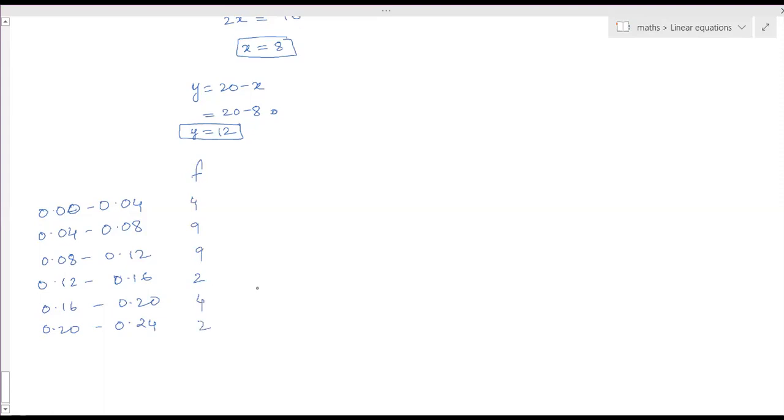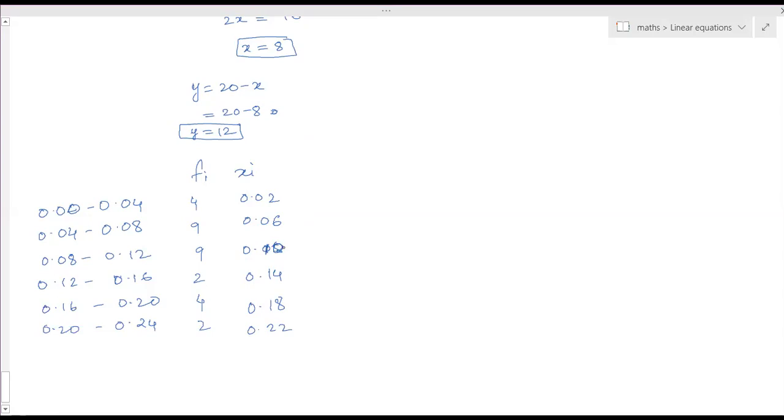The frequencies are 4, 9, 9, 24, 2. So you have to calculate the mean value, the average. This is Fi, so find out Xi. Xi is 0.04 by 2, which is 0.02, then 0.06, 0.10, 0.14, 0.18, 0.22.